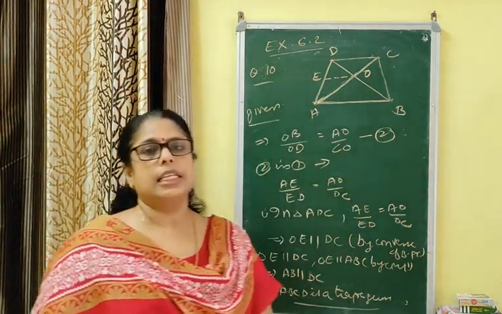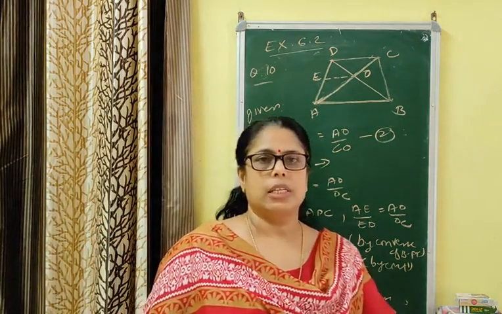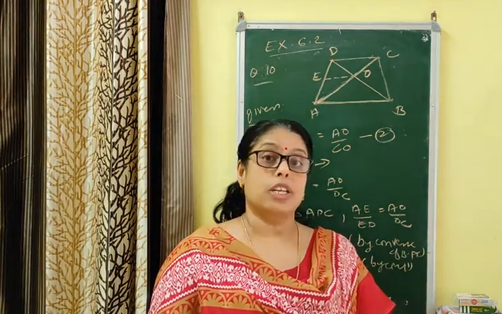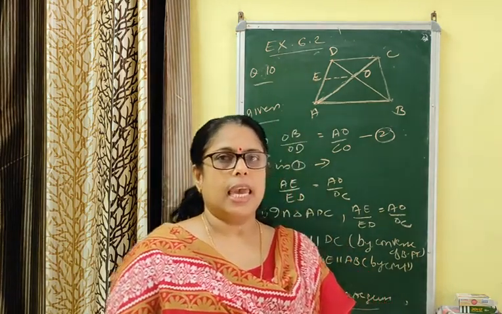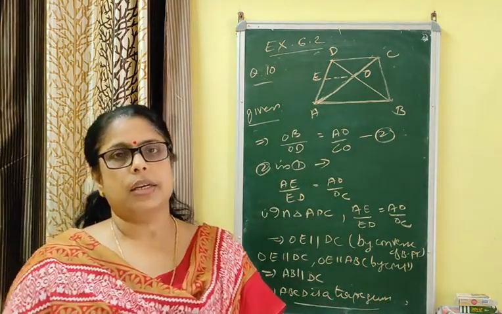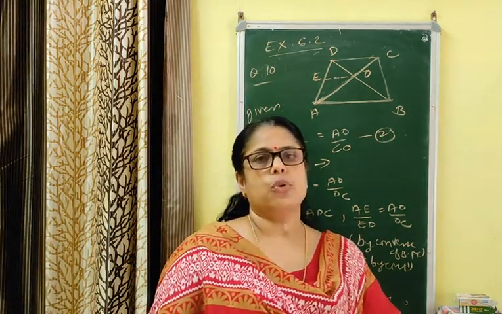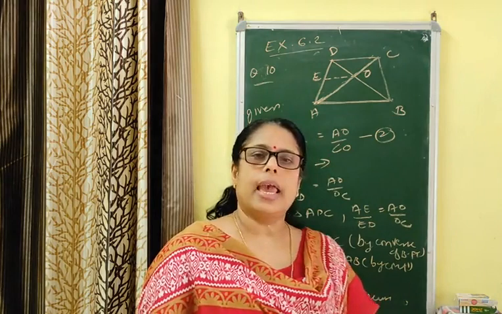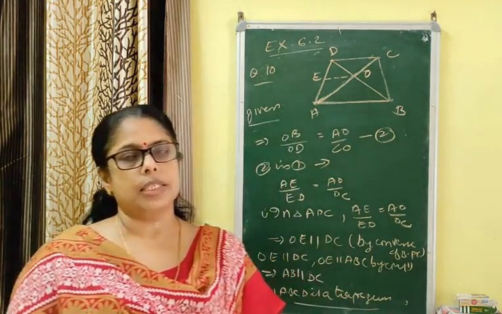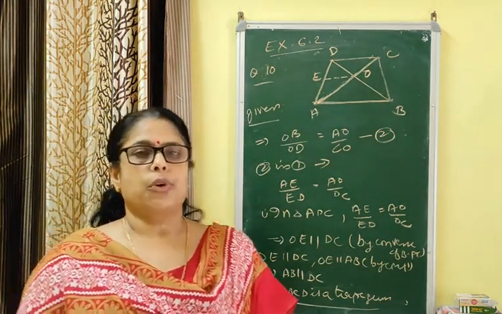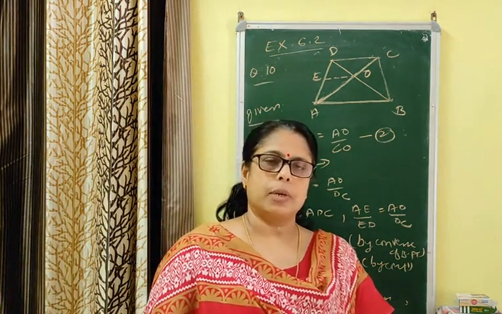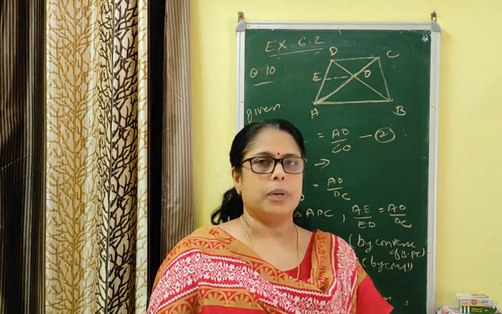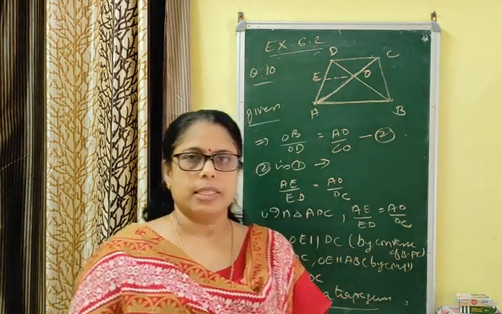Next topic is criteria of similarity. There are 4 types of criteria of similarity of triangles. First one is AAA similarity, second is AA similarity, third one is SSS similarity, and fourth one is SAS similarity. AAA similarity and AA similarity are the same. So for proving AAA similarity, it is the AA similarity. You can prove AAA similarity, SSS similarity and SAS similarity.